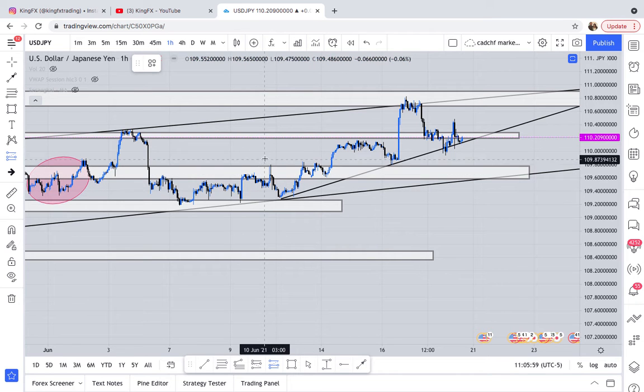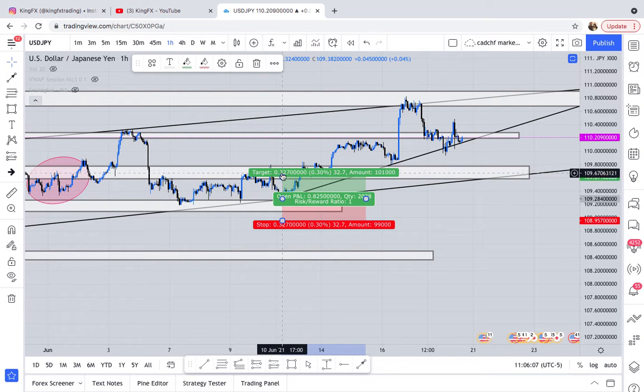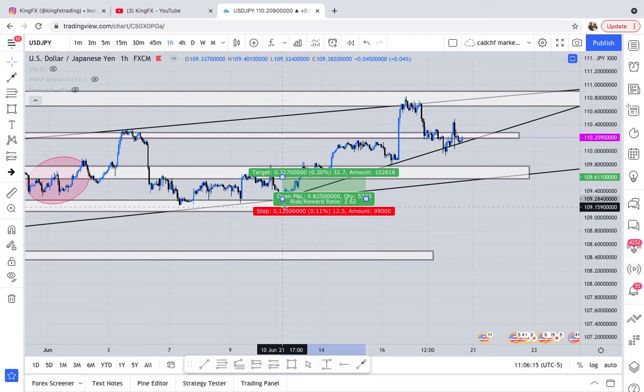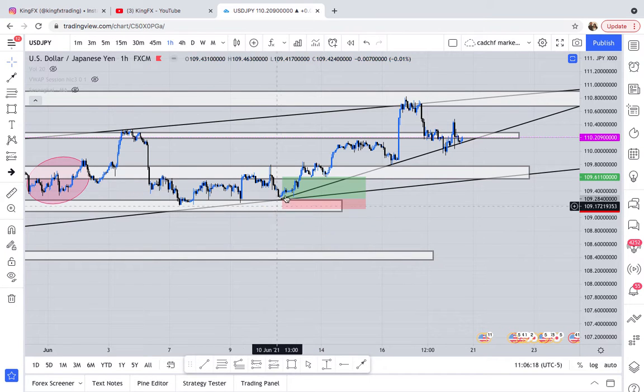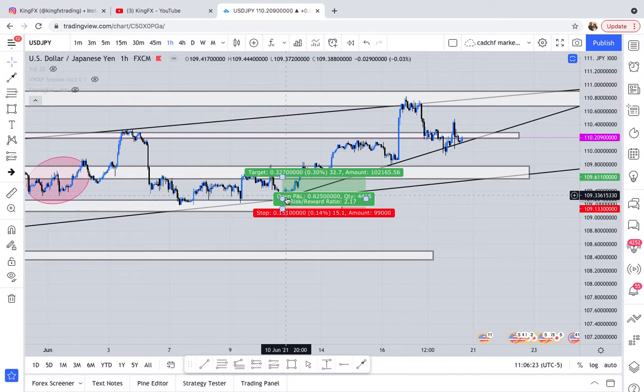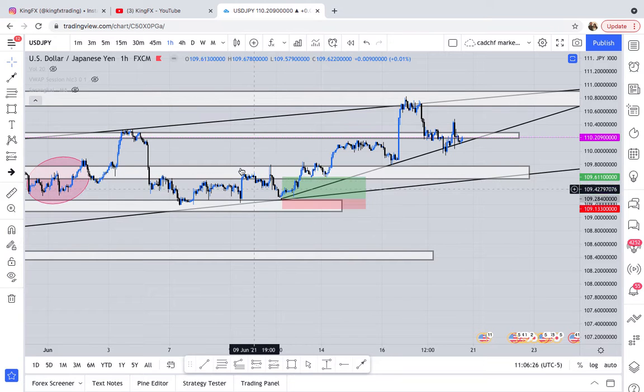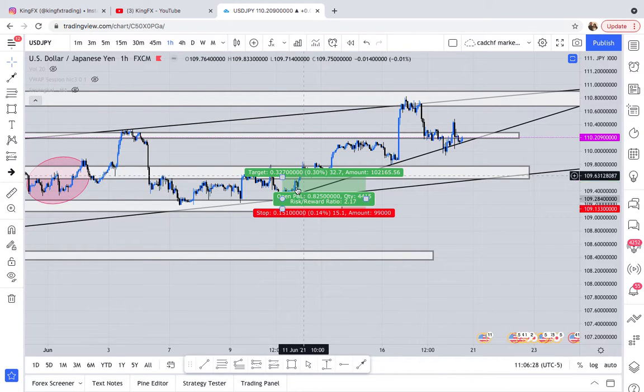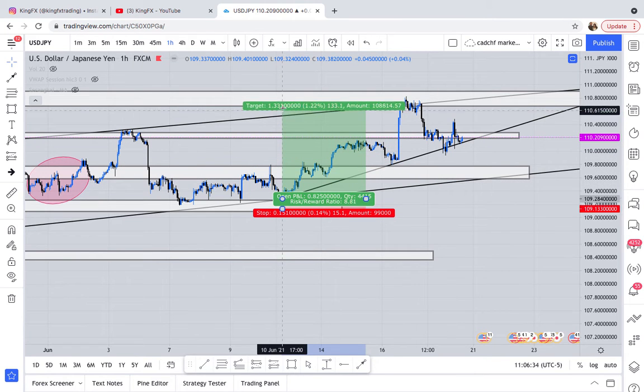So on this one, price broke under, came down towards our trend right here. We would have taken a buy right here. And we would want to set our stop loss below these last few wicks right here. So it's a 15 pip stop. We would have had a 32 pip gain.